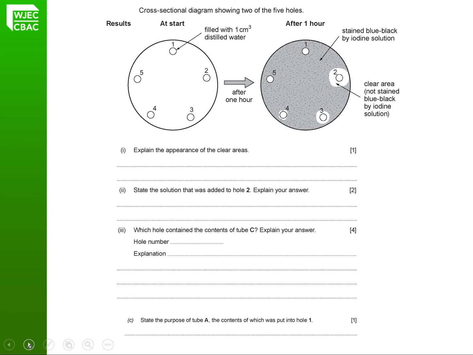So question 1, explain the appearance of the clear areas. In the clear areas, obviously there is no starch present, so the amylase has digested, or broken down, the starch.